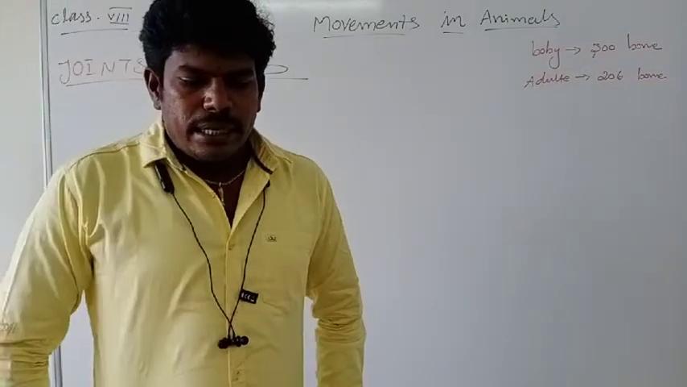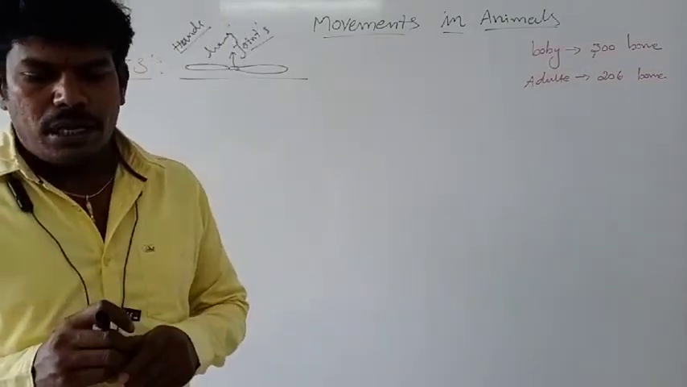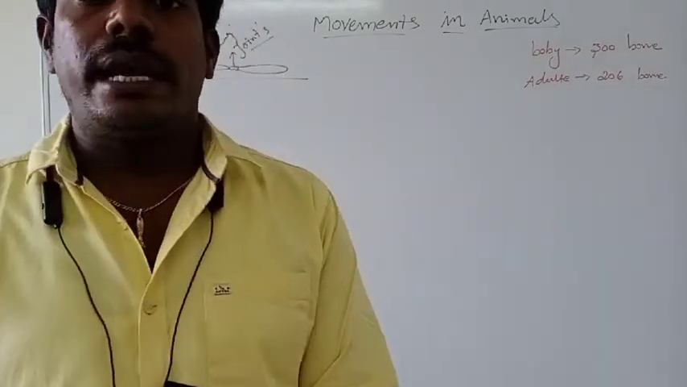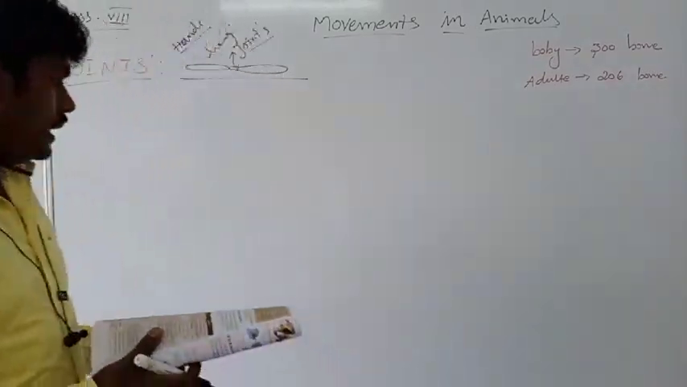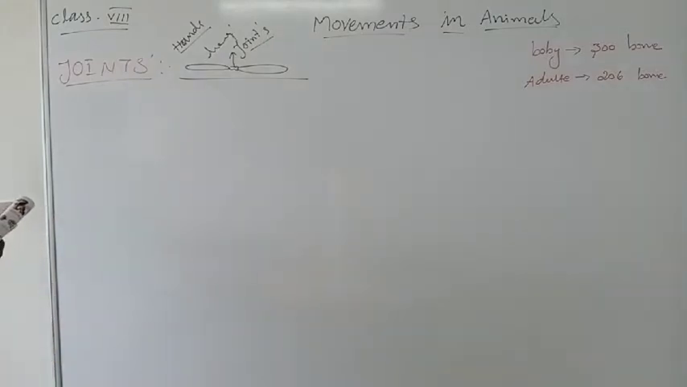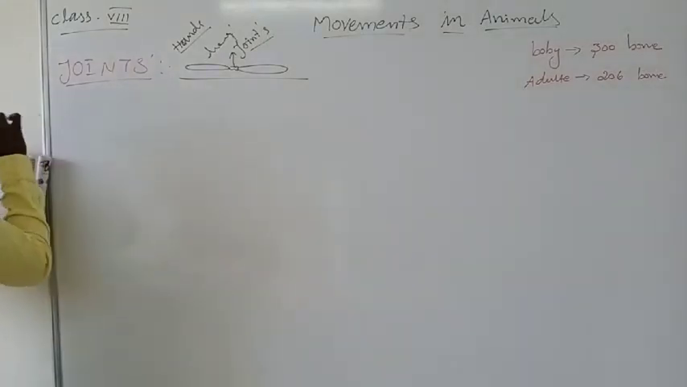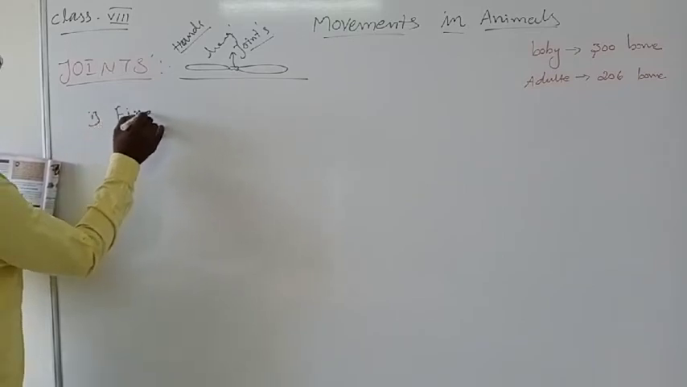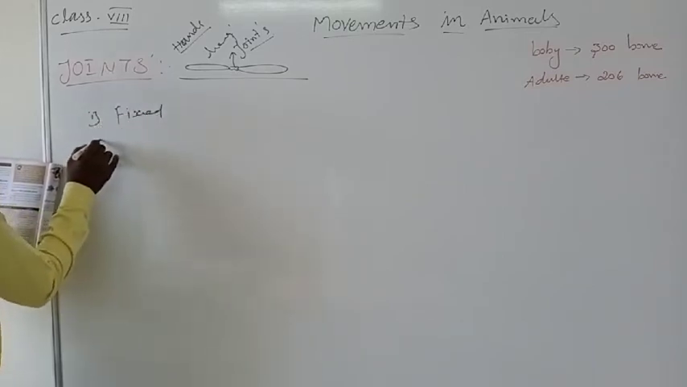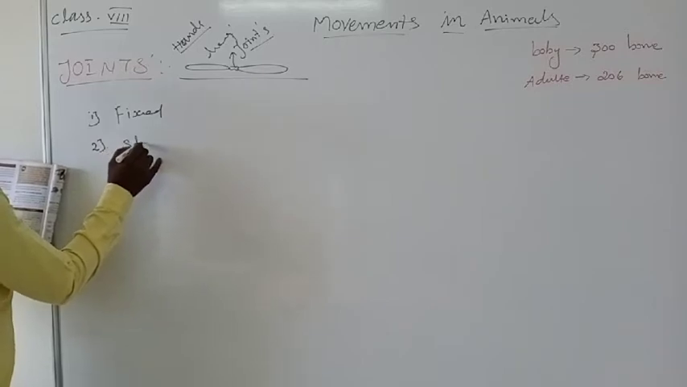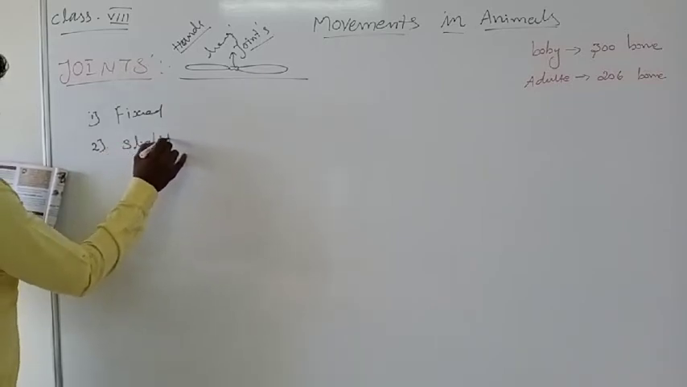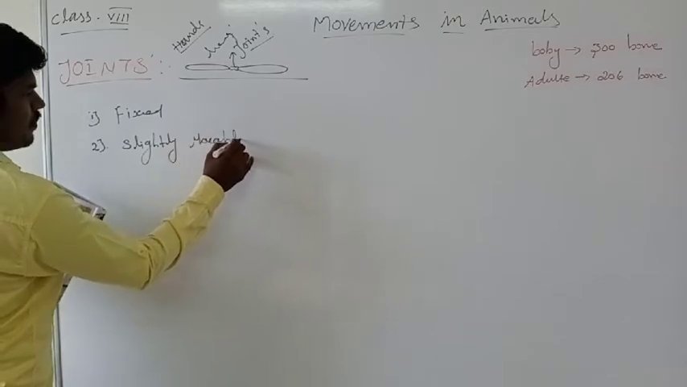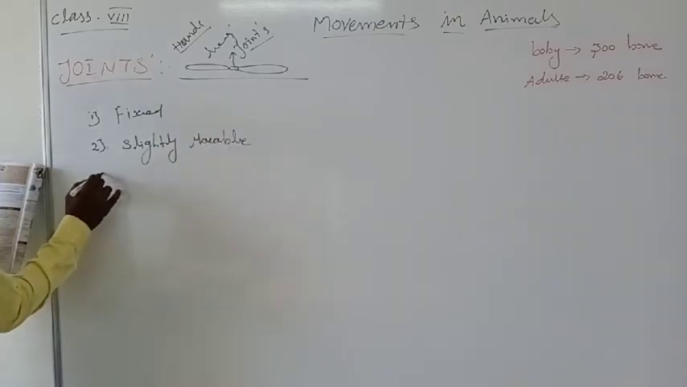Depending on the type of movement, joints can be divided into three types. What are they? The first one is fixed, the second one is slightly movable, and the third one is movable.